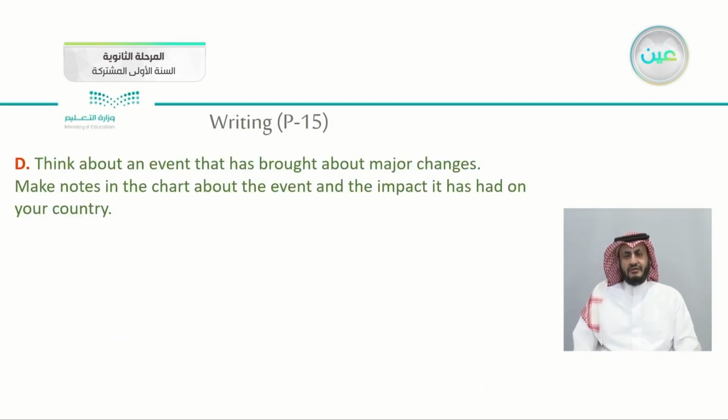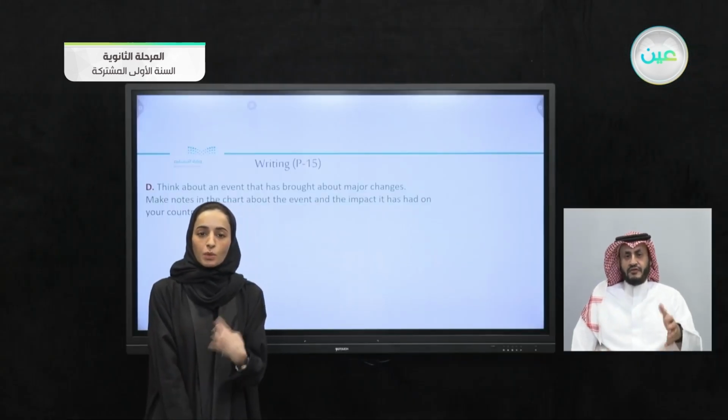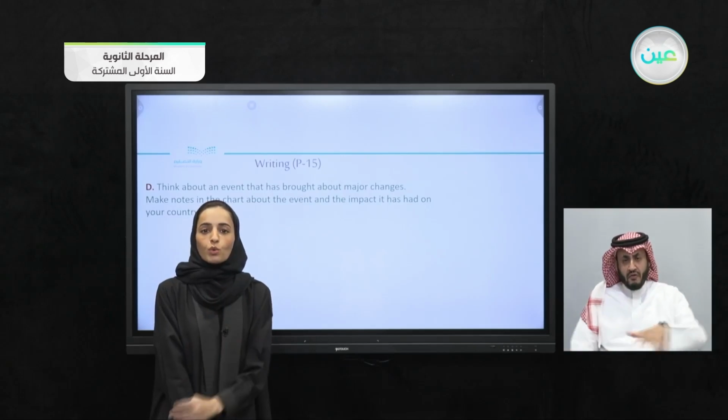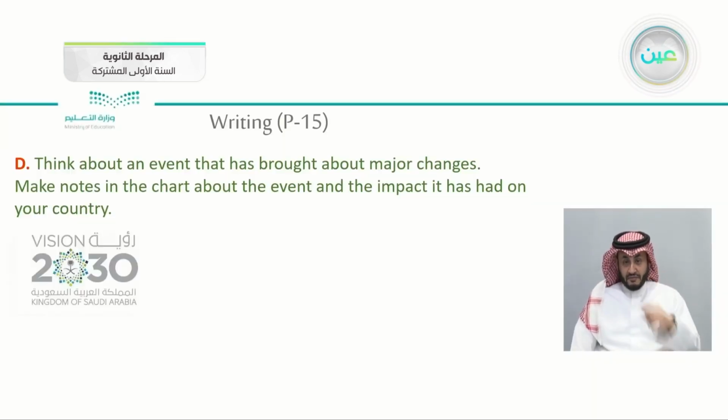Okay? Now on your book's page 15, I want you to think about an event that has brought about major changes. Make notes in the chart that I will show you about the event and the impact it has had on your country. What are the things that have made major changes, whether in our country or the whole world, or on you yourself? I can think about the idea of Vision 2030. It's having an effect or an impact on our lives.